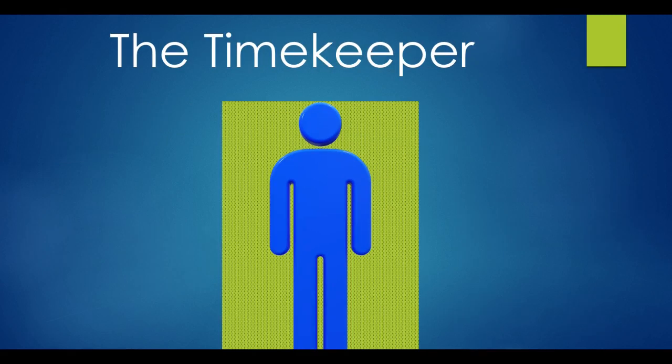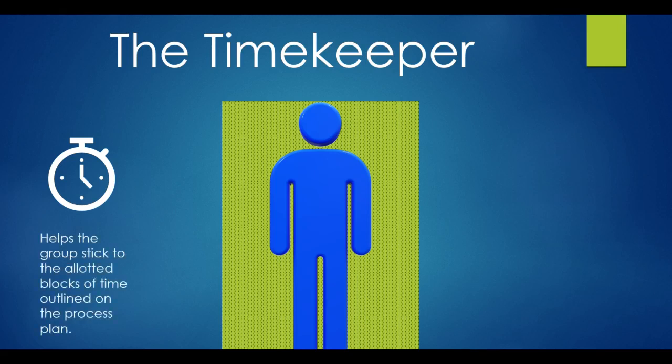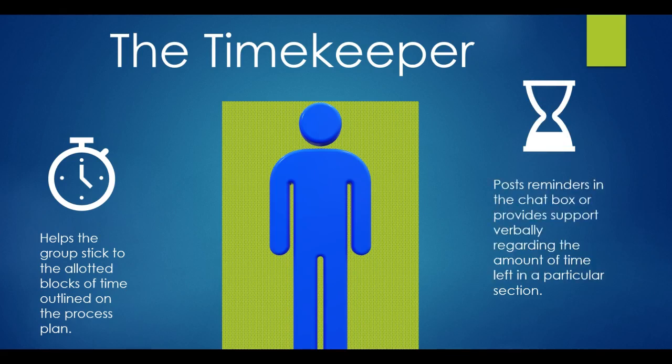All right, the next role is the timekeeper. The timekeeper is really important because he or she ensures that the group sticks to the allotted blocks of time given by the instructor on the LTD process plan. So if they look on the process plan, the person who makes sure that we're sticking within that time frame is the timekeeper. Now, the timekeeper is going to do this by posting reminders of the time in the chat box, and they're going to verbally keep the group on task with the time.